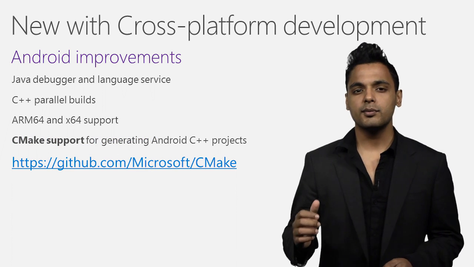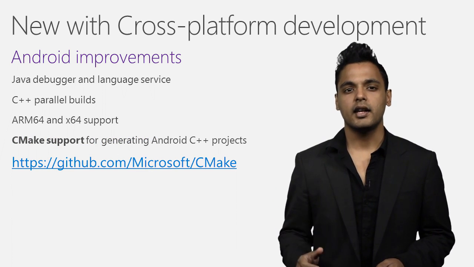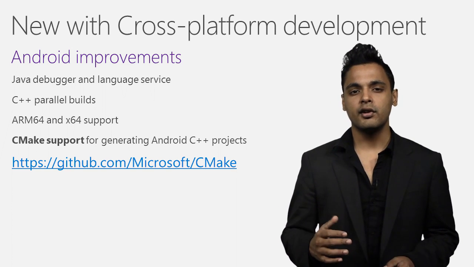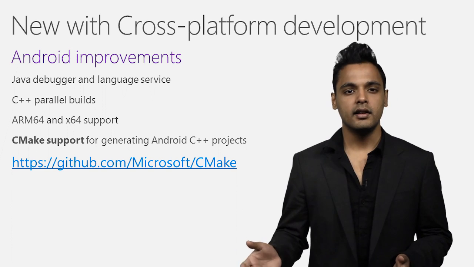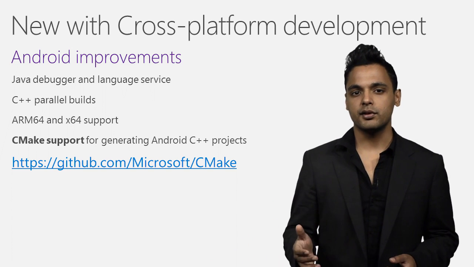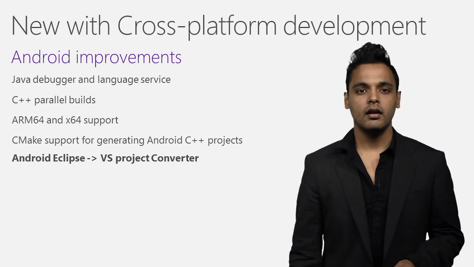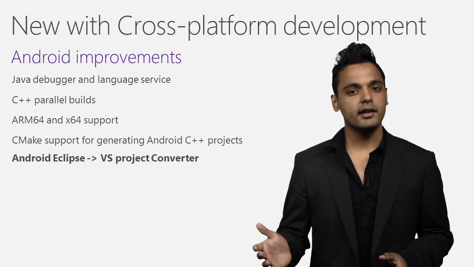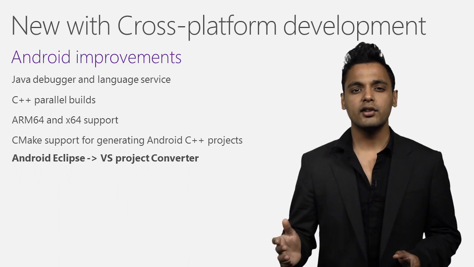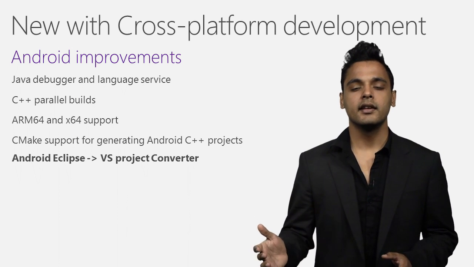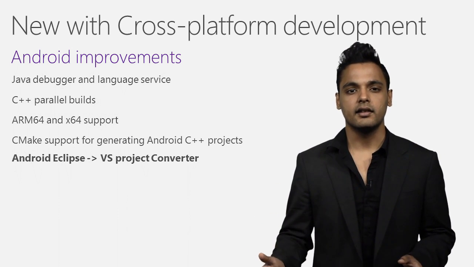CMake is a popular cross-platform build system generator, and Update 1 also provides a Visual C++ Android project generator for all the CMake users out there. This will allow an easier experience for developers to move their code to Visual Studio. For developers currently using Eclipse for Android development, a converter has also been introduced which will allow easy conversion of Eclipse Android projects into Visual Studio Android projects.